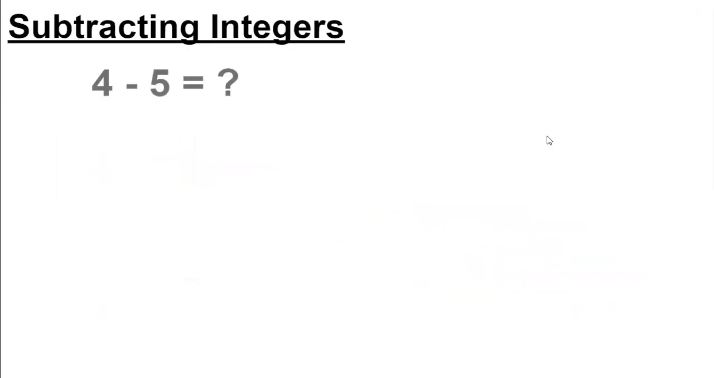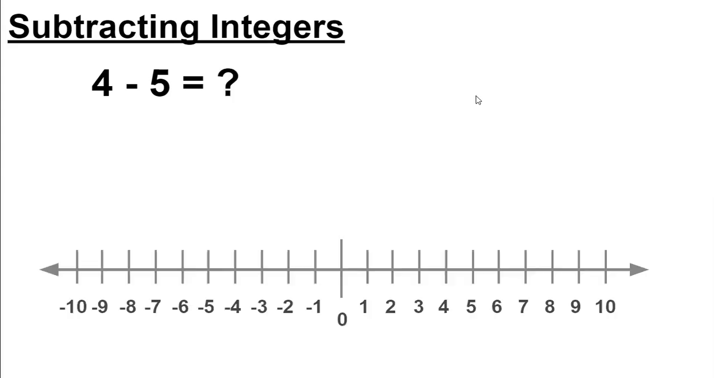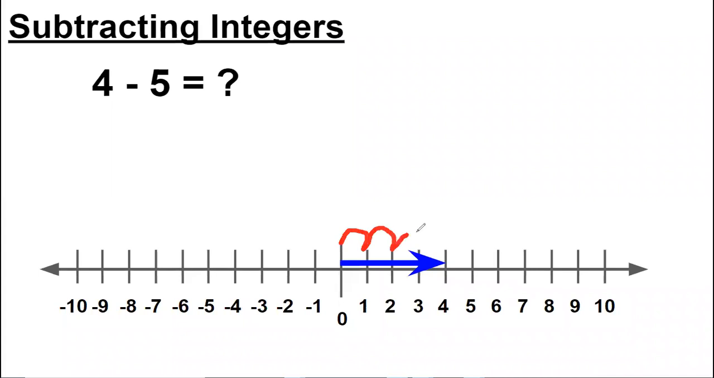Try another one now. 4 minus 5. Now it gets a little trickier. Now it's going to become better to change it into an addition equation, but let's first look at it the way it is. So let's take the number line, and 4 means we're going to go to the right 4 spots, right? So we went 1, 2, 3, and 4. We landed on the 4. That's where we need to be, okay?